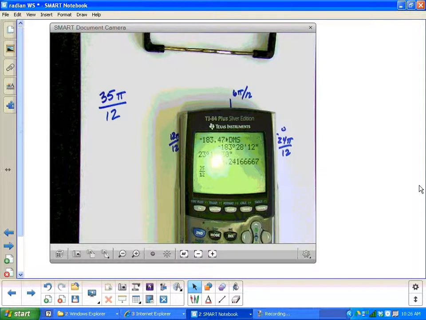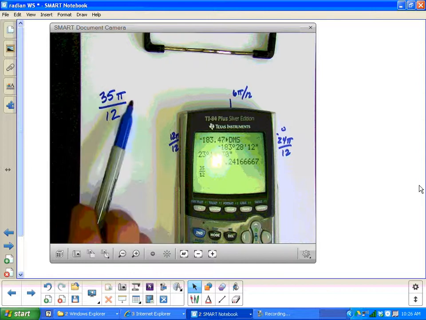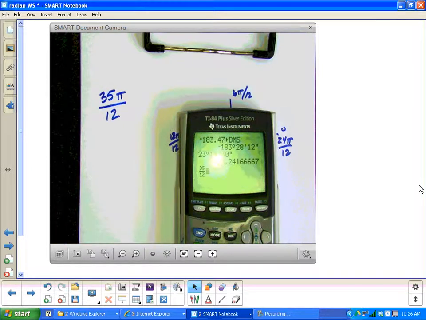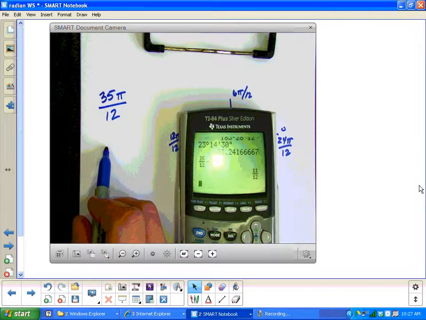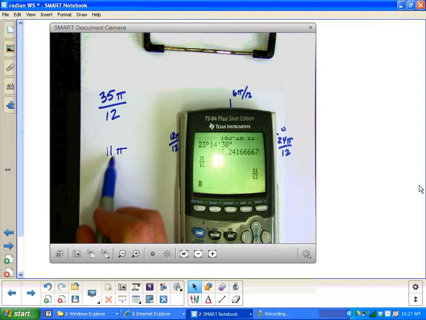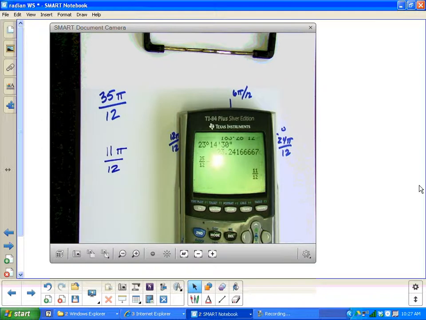So I'm going to say 35 over 12, 35 pi over 12 minus 2 pi. So when I say minus 2 pi, I'm just going to leave off the pi. Does that make sense? So you're going to get there that it's 11 over 12. Now, really, the coterminal angle wouldn't be 11 over 12. It would be 11 pi over 12. So it's just like the ones in degrees. You have to find a coterminal angle.